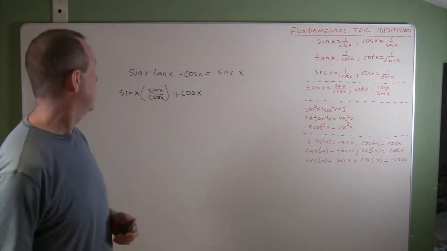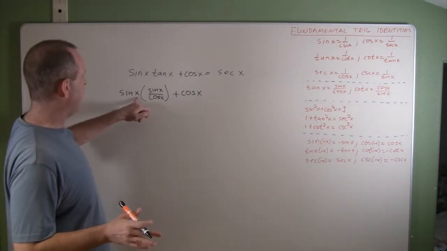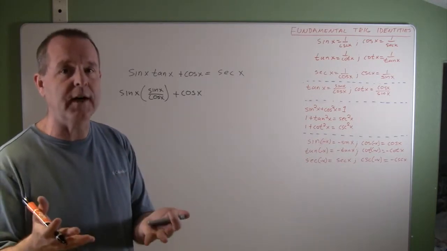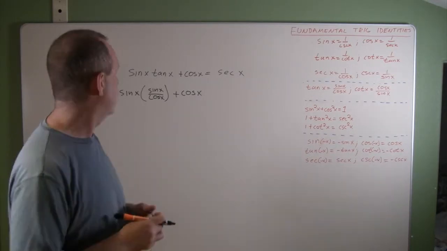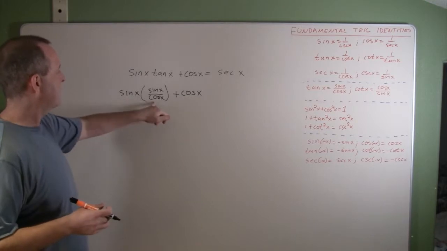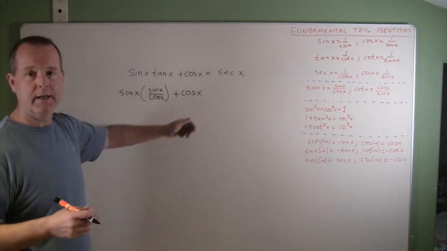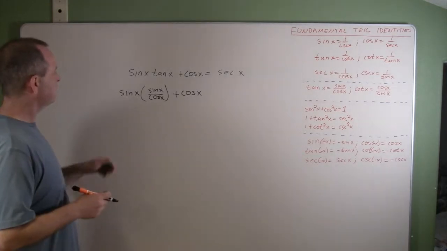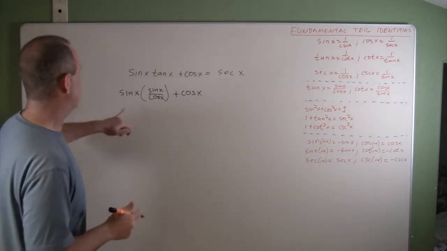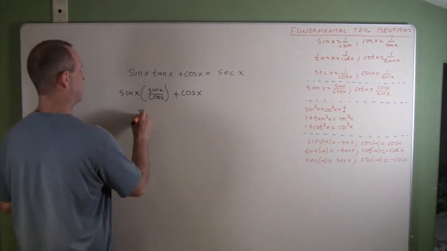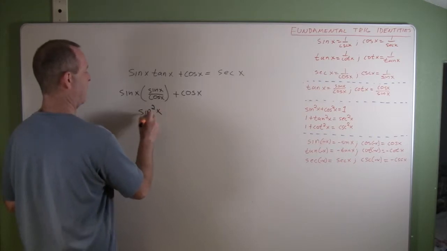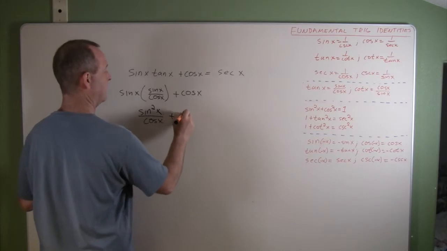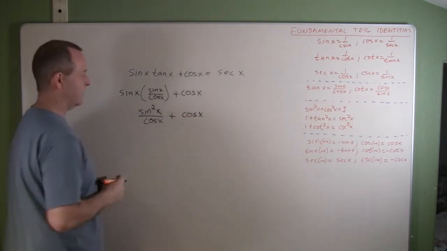Now, I just want to give you a helpful thing. Let's not get lazy and forget and omit the variables. We need to keep those variables along with us as well. We don't want to just write sine times sine over cosine plus cosine. We want to make sure we keep those variables involved in the process. All right, now I can multiply those two, and I get sine squared of x over cosine of x plus cosine of x.